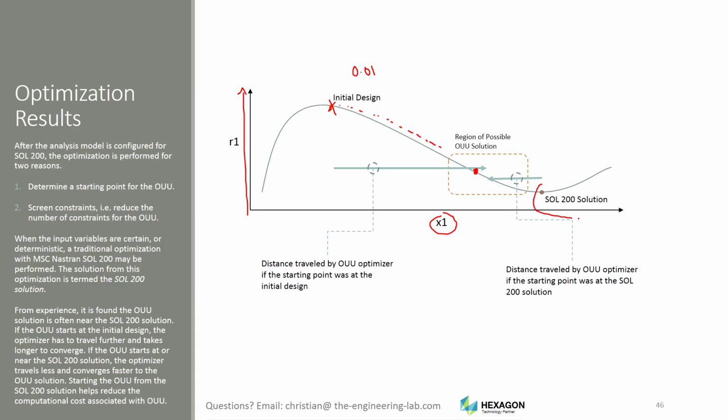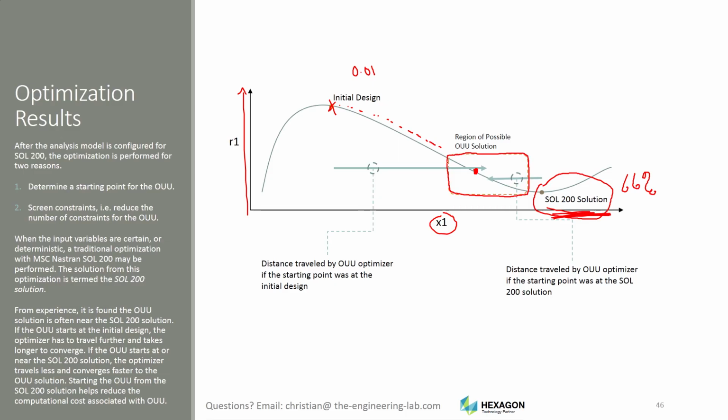We get maybe this solution. When you look at the probability of failure, maybe there's a 66% probability of exceeding the bounds when you take into account the uncertainties and the variables. But there's one big difference in both of these starting points. You find out that the Sol 200 solution is actually closer to the region of the OUU solution.